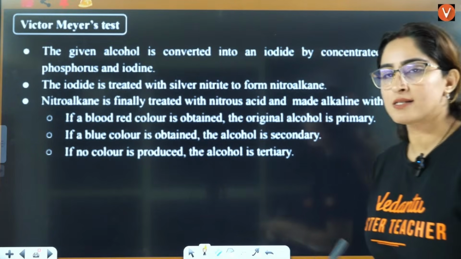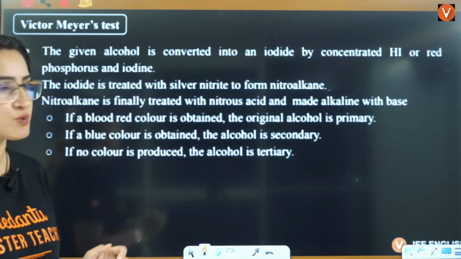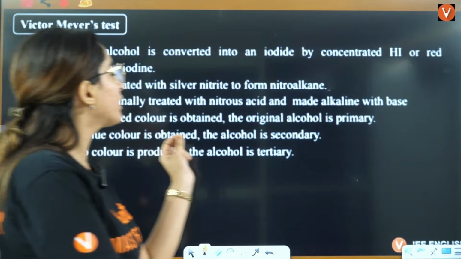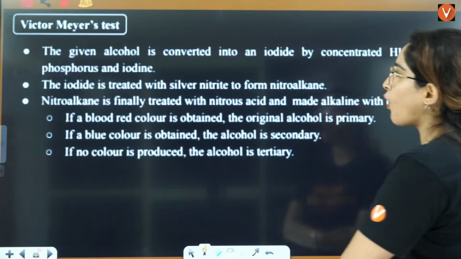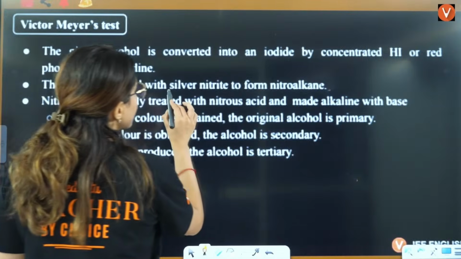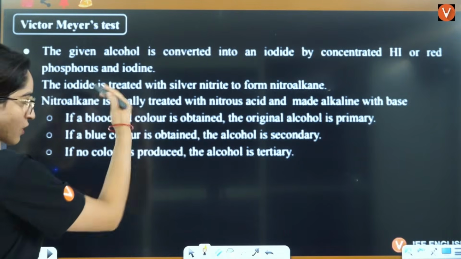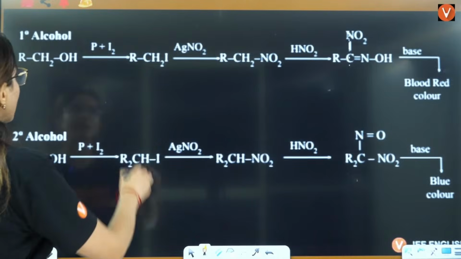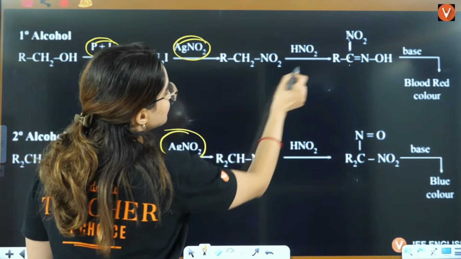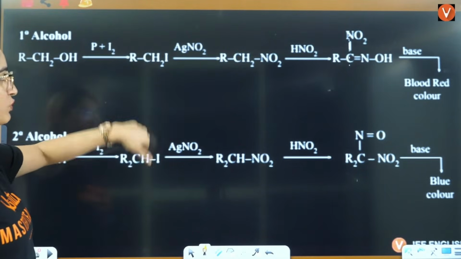Next is the Victor Meyer test. This is not mentioned in your NCERT, but this is an important test, right? So you must go through this in detail. In detail it is not mentioned, so that's why we'll do this here. The given alcohol is converted into alkyl iodide by concentrated HI or red phosphorus and iodine, right? The alkyl iodide is treated with silver nitrite to form nitroalkane. Nitroalkane is finally treated with nitrous acid and made alkaline with base. Now these are the steps. Let's see what exactly he is saying. Firstly you will use red phosphorus and I2, then AgNO2, then you will use HNO2, right? With primary alcohols they will make halide, both will make halide, okay?